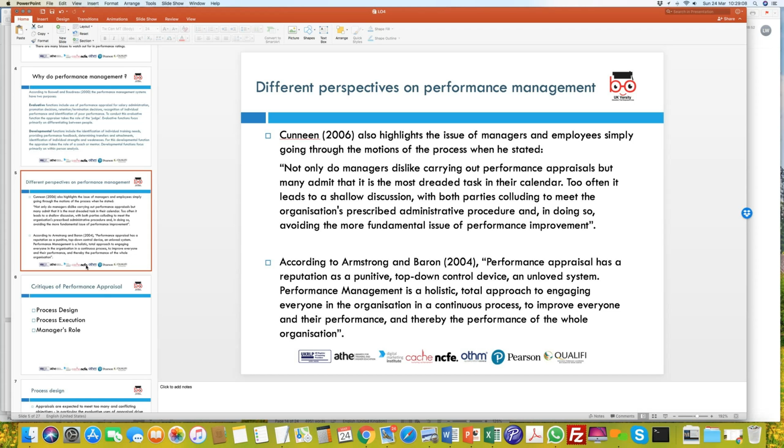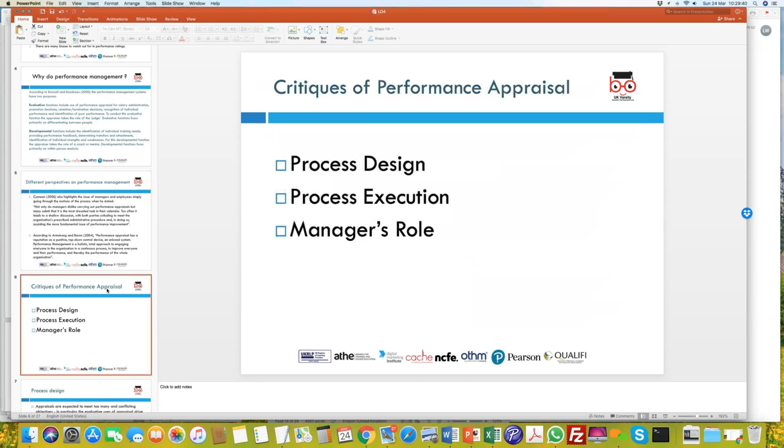So here they see it as a bit of an approach which is not a true reflection of what performance appraisals or the system do. They said that this needs to be a holistic approach which involves everyone within the organization, and that would mean clients, customers, suppliers, all of them being involved in the process of performance appraisal.